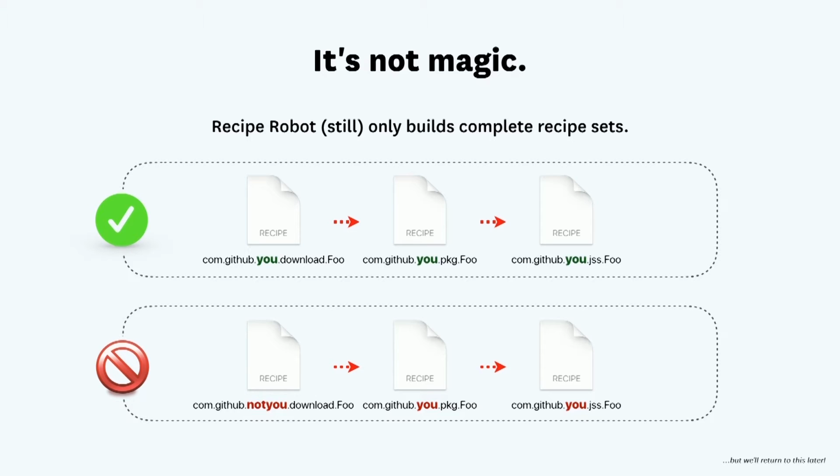So it only builds complete recipe sets. It has to make the download recipe. It has to make a package recipe for a lot of the child recipes, like the JSS importer needs a package. Monkey can take just a bare app or a disk image, and that's one of the advantages of Monkey, but in terms of Recipe Robot, we want to be able to support all those things. So it's happy to make the complete chain of recipes so that you know that they'll all work. But we're going to talk about this later. There are ways to work around this, and we'll get to it. You just have to be patient.